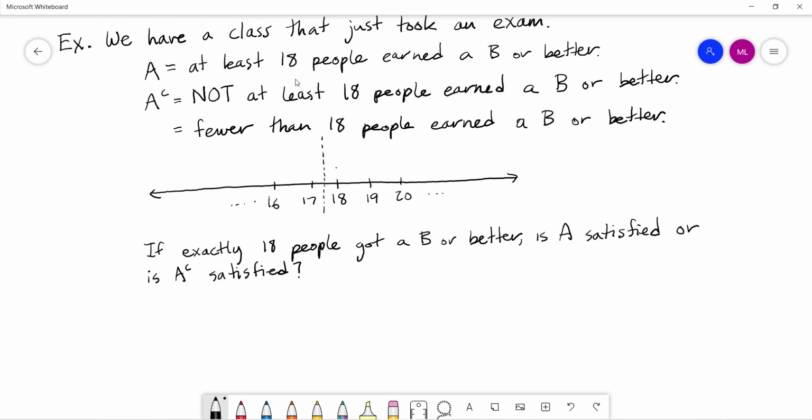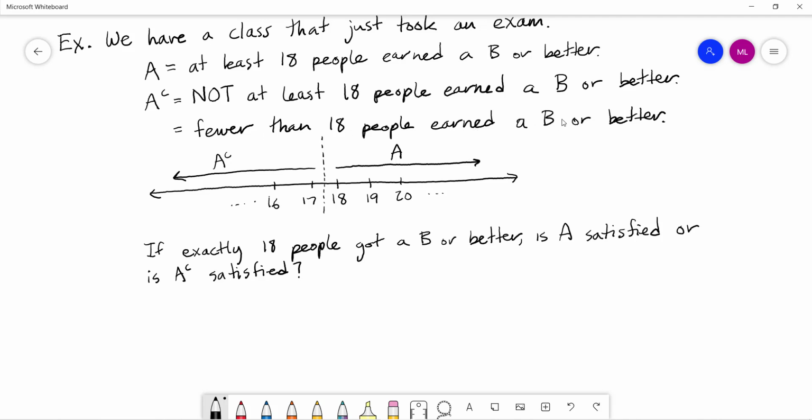Everything on this side, if 18 people earned a B, if 19 people earned a B, if 20 people earned a B or better, all of these satisfy event A, which is that at least 18 people earned a B or better. Everything on this side must satisfy A complement. So if 17 people got a B or better, that does not satisfy A. That satisfies A complement, which says that fewer than 18 people earned a B or better, right? So if only 17 people did, then this is true, fewer than 18 people.